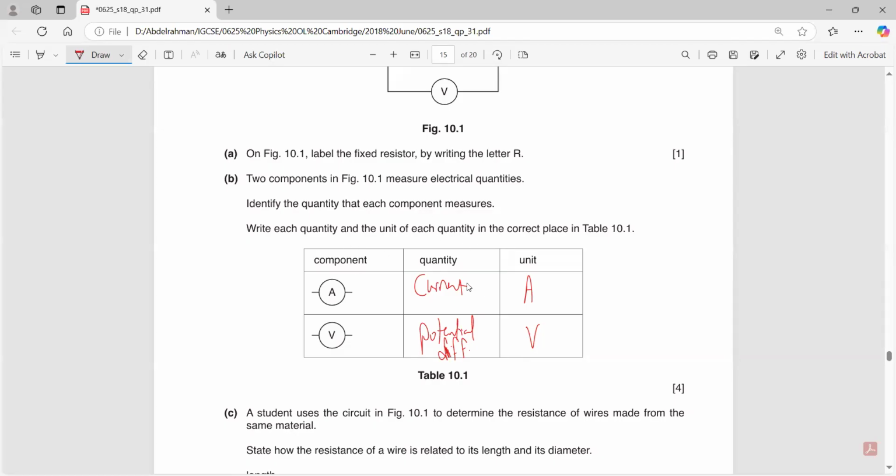The quantity is current. Again, the component, the ammeter. What does it measure? It measures the current. What is the unit of current? Amperes. That's it. The voltmeter measures the potential difference. What is the unit of the potential difference? The volts.